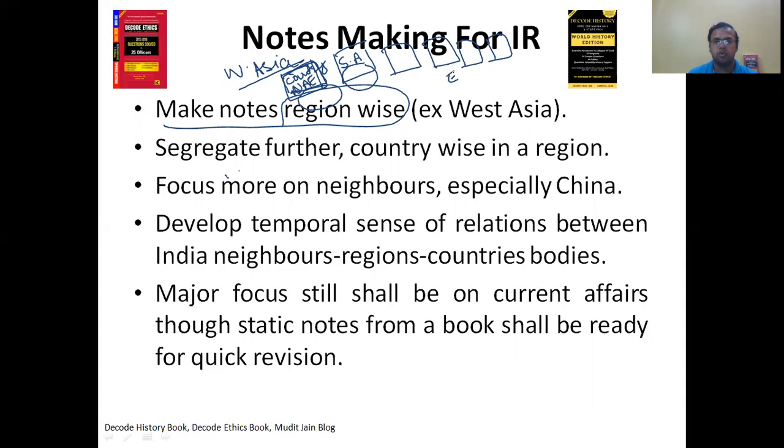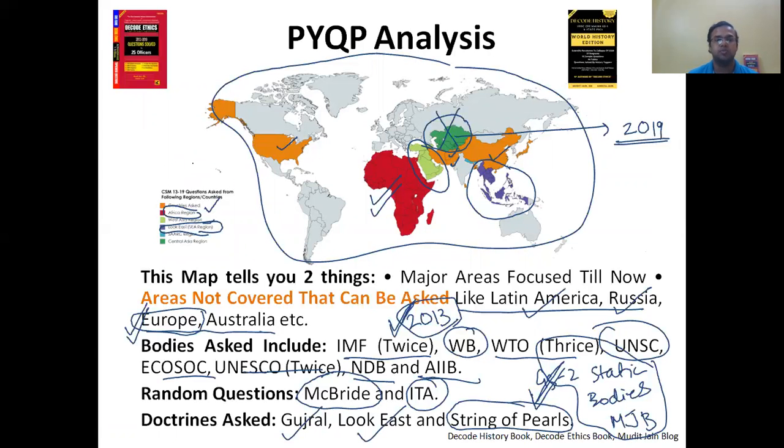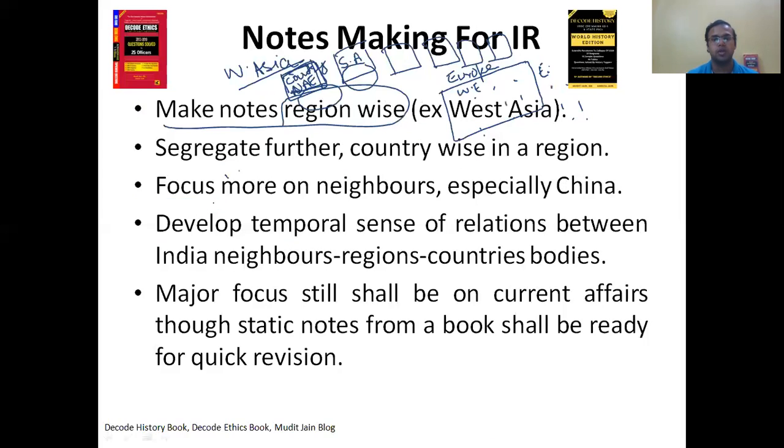Likewise, if your topic is Europe, then further divide into Western European countries and Eastern European countries. Because what happens is that UPSC asks about regions per se, not often about one particular European country like France or Germany. If at all a question comes from Europe, it will be dealing with entire Europe. So if your notes of European countries are not in one place, you won't be able to answer that question comprehensively. So that is why the first point is that your notes must be arranged region wise and further segregated country wise.